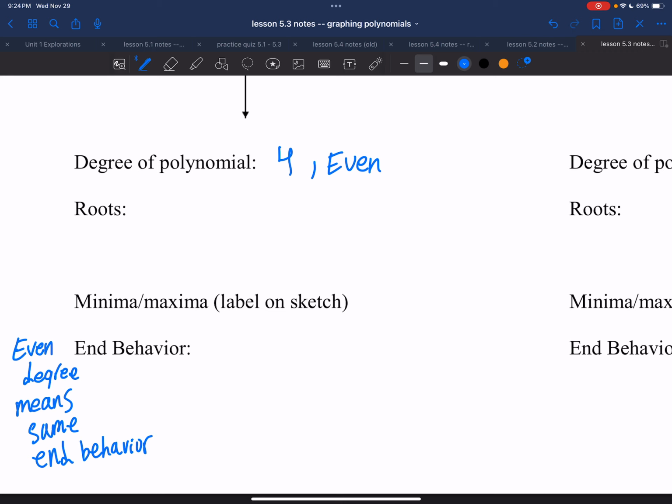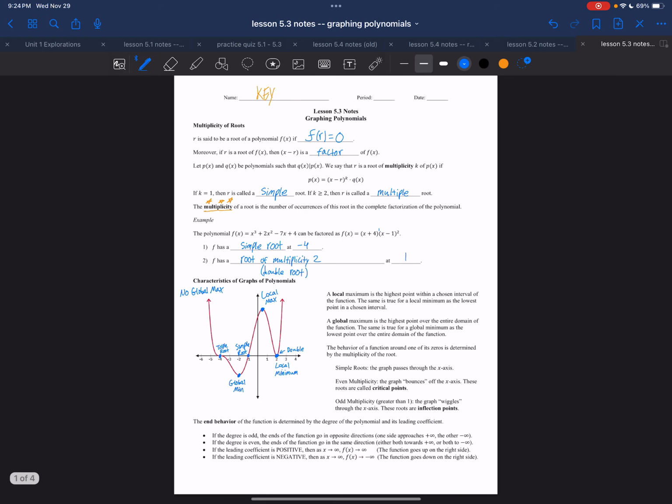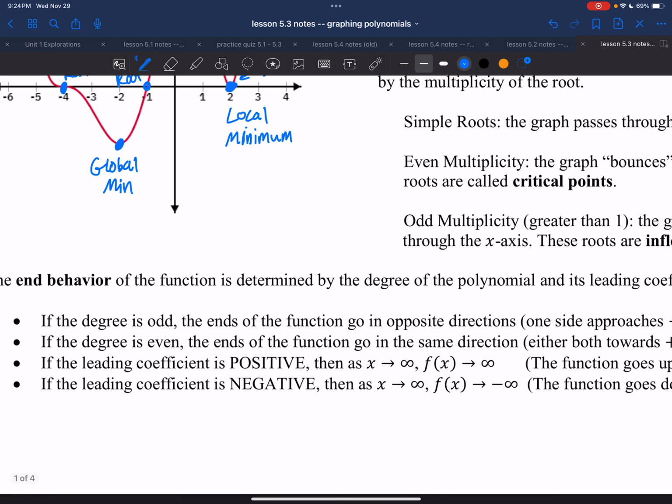So I know that, right? I know that this function will either point up and up or down and down. But I have to figure out the next piece, right? So remember, I look at the degree, but I also look at the leading coefficient and whether it's positive or negative. Again, that fact is given down here, right?